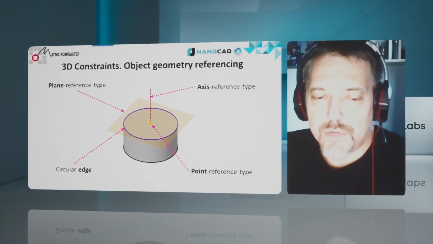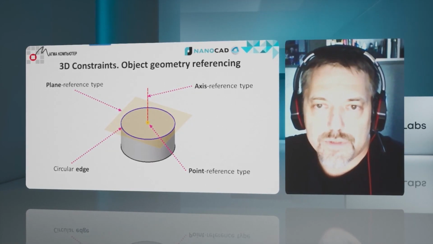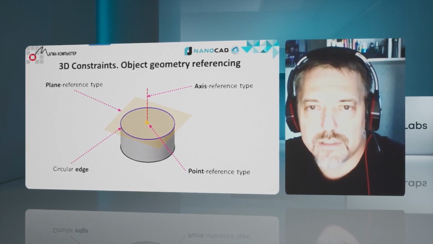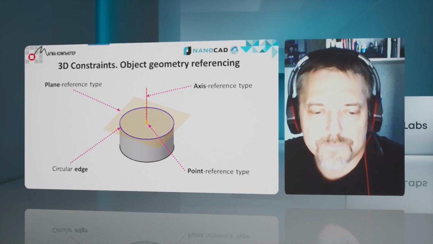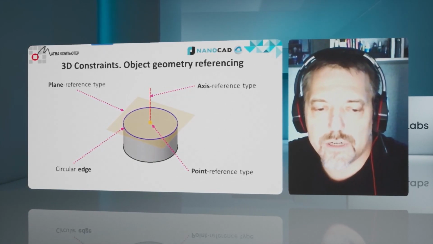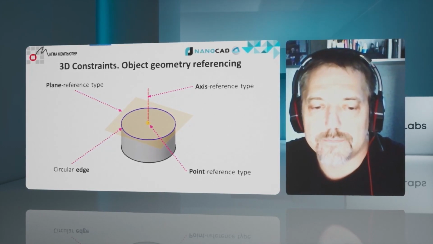Some items of a 3D body may participate in different 3D constraint relations. The most representative one is a circular edge. It may be represented as a point, the center of an arc, as a line, the axis of an arc, and as a plane that the arc lies in.